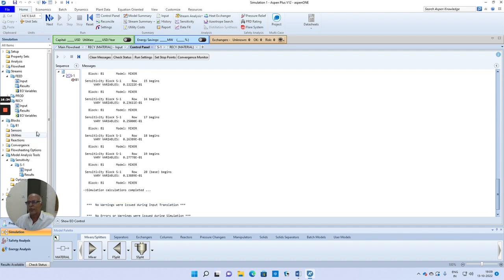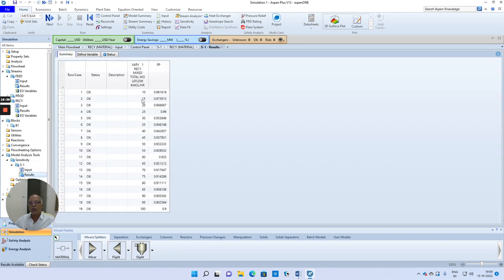Now you can look at the results of this sensitivity right here. So when the recycle flow rate is 10, the product purity, that is the mole fraction of isobutane in the product stream, is about 98%. As you keep on increasing, you can see that the mole fraction is decreasing. And obviously, where is our solution? When the recycle flow rate is 30, the mole fraction is 0.95, but when it is 35, it is 0.948. That means the solution is somewhere in between.